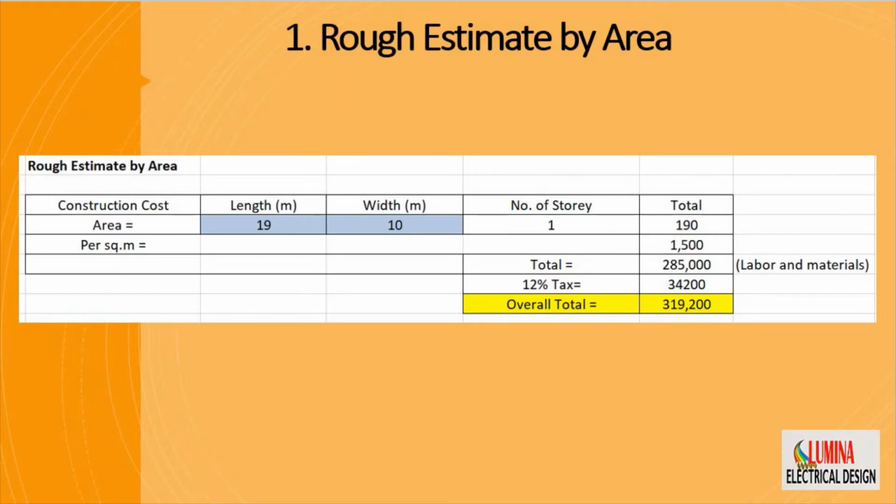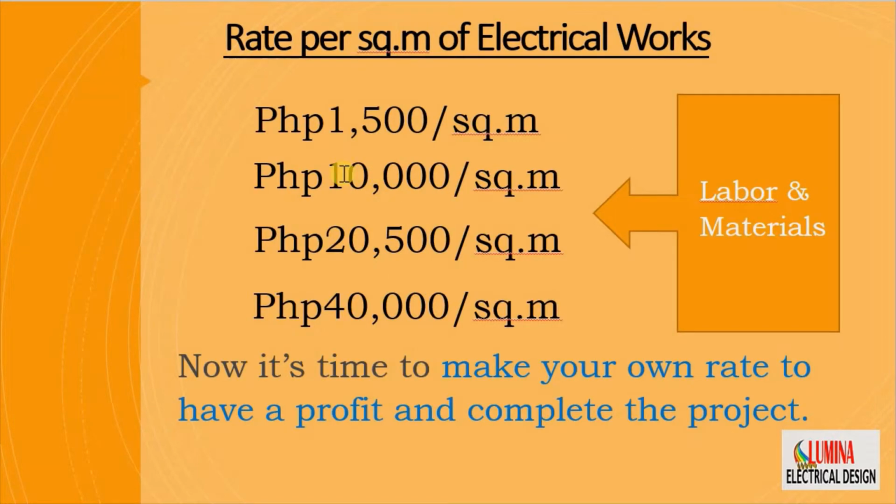I also did some research. There are fit-out contractors who charge 10,000 pesos per square meter, 20,500 pesos per square meter, and also 40,000 pesos per square meter. Now, it's time to make your own rate, to have a profit, and you can complete the project.